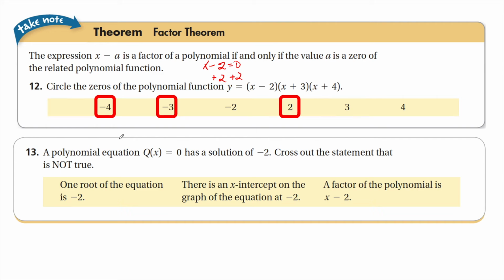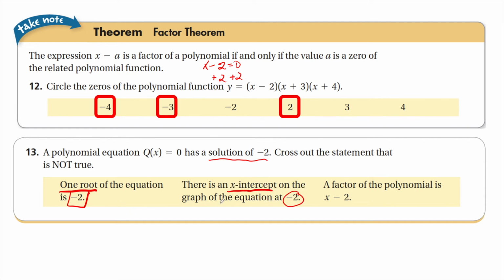A polynomial equation q of x equals 0 has a solution of negative 2. Cross out the statement that is not true. Now, if the solution is negative 2, that means that the root is going to equal negative 2, and the x-intercept is going to be crossing at negative 2.